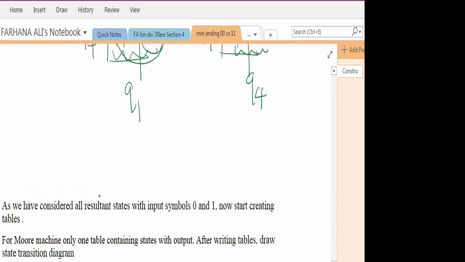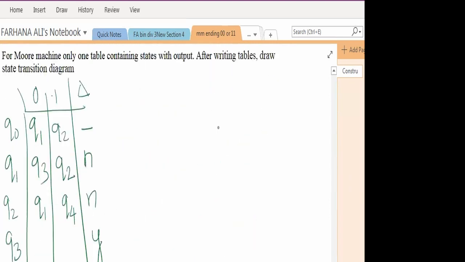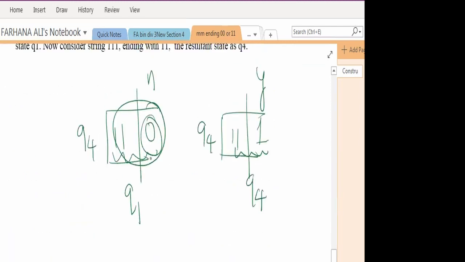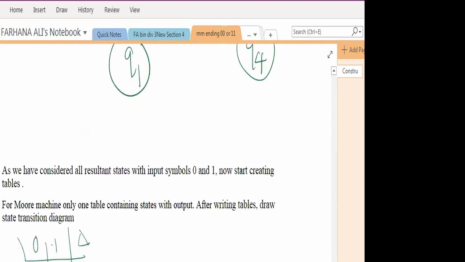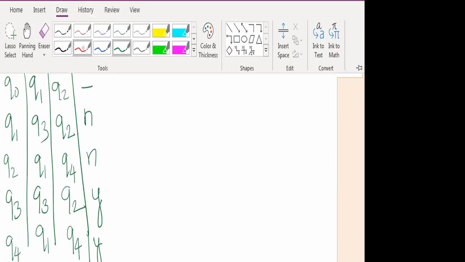Yes. Now Q3 on 0, where is it going? Q3 on 0 is going to itself, and on 1 it is going to Q2. Now the next one, Q4 on 0 is going to Q1, and on 1 it is going to itself, Q4. So we are completing the state transition table.